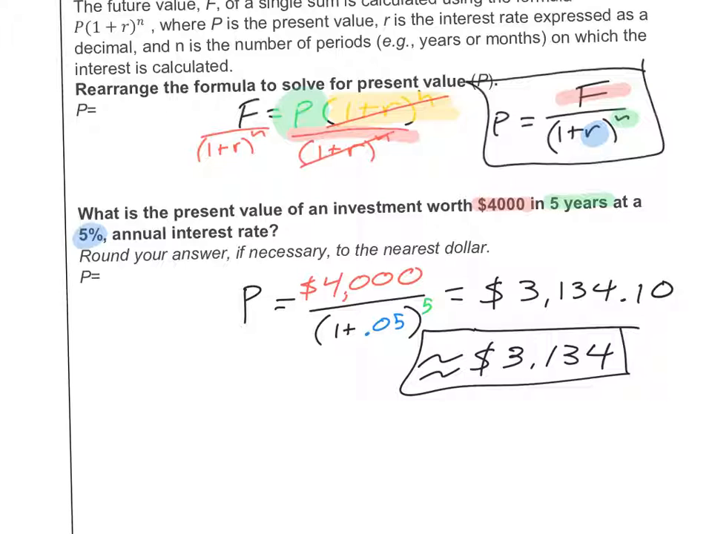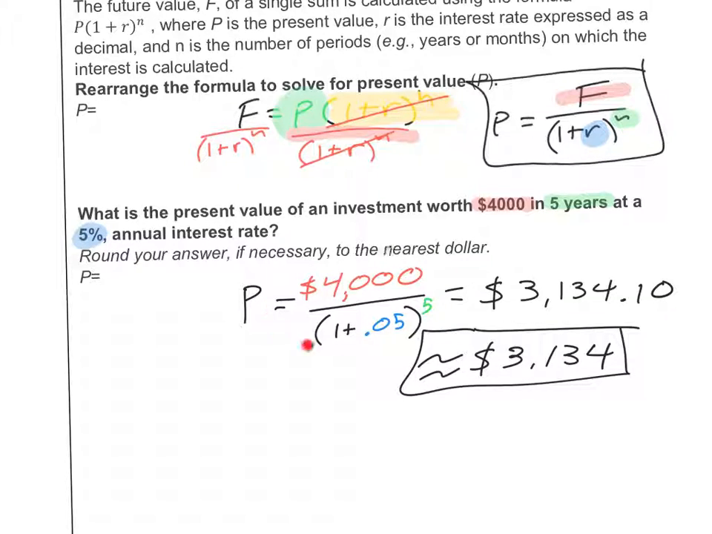All right, so first thing you've got to know is what are all these values? What do they mean? Well, if it's going to be worth $4,000, that's your future value. So I highlighted that for 4,000, and I plugged it in up here on top. 5 years is our time, so I highlighted that green, and I plugged that in here for t, or for n in this formula. And then r is your interest rate, which they tell us is 5%, so I wrote it as 0.05. A common mistake here might be to write it as 0.5. Remember, 5% would be 0.05.